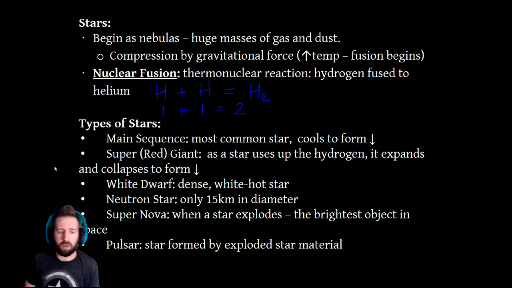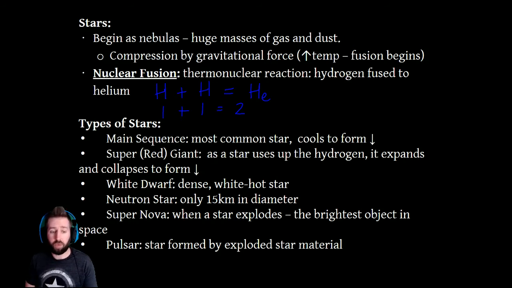So types of stars, there's the main sequence. These are the most common form of stars. And then they are going to cool down and form the red giants or the red supergiants, depending on which way it goes, like we saw in that last picture.